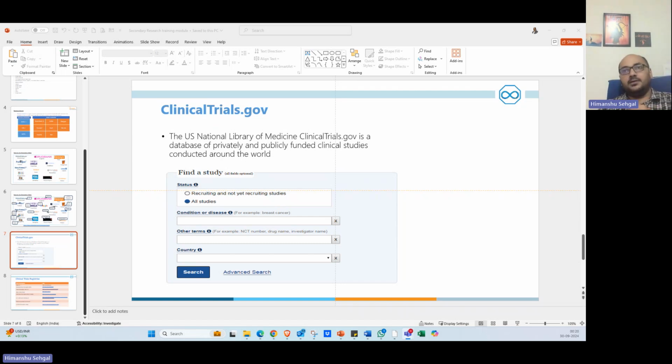So this website was made by the US National Library, and NIH, which is the National Institutes of Health. So that's the way, same organization who created NIH and NCI. NIH basically has created PubMed. So you all must know what is PubMed. We will cover that also in maybe subsequent sessions.